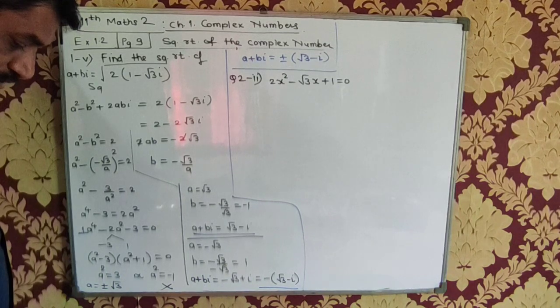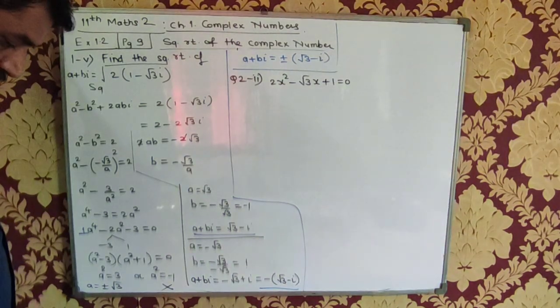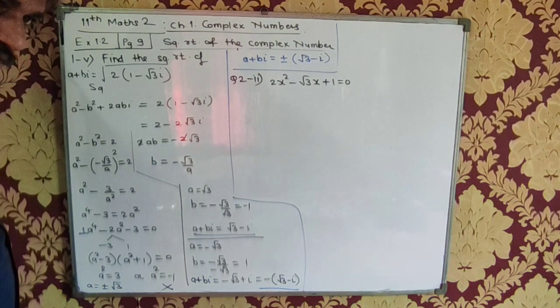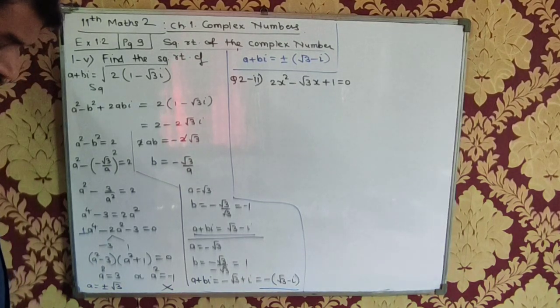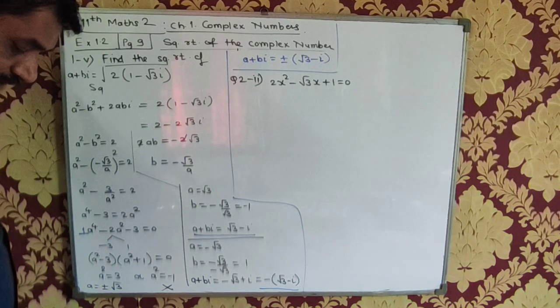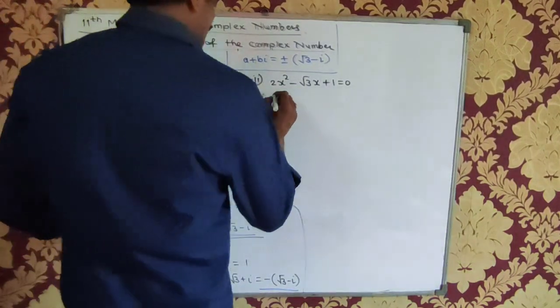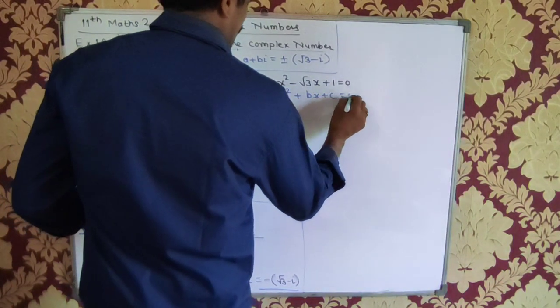In question number 2, it is only an ax square plus bx plus c type. In question number 3, i is involved. And in question number 4, i is in complex form. In question number 3 there is only i, a complex number already there, isn't it? So that is the difference. Okay, so I'll compare this with ax square plus bx plus c, and I will solve this.